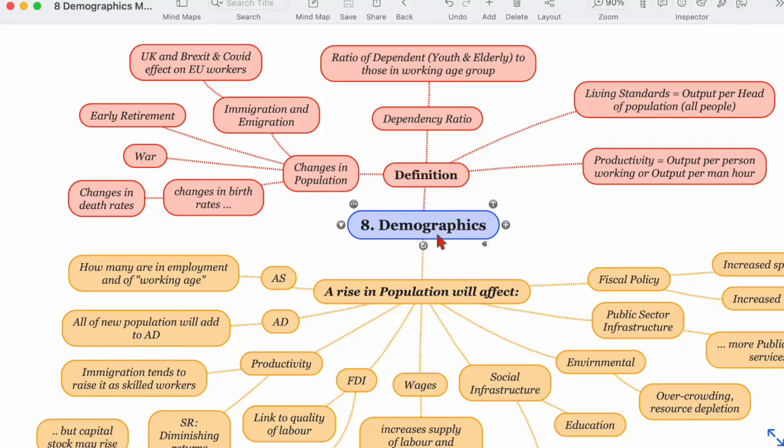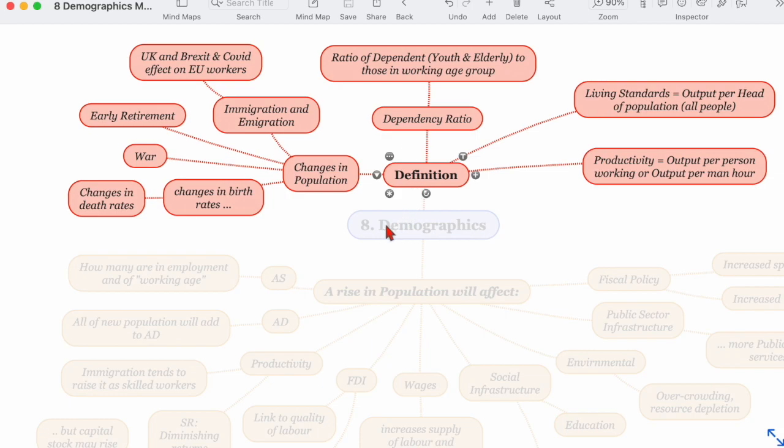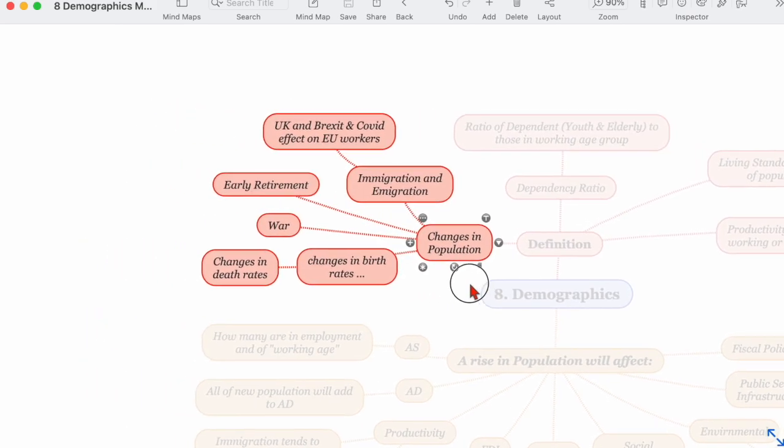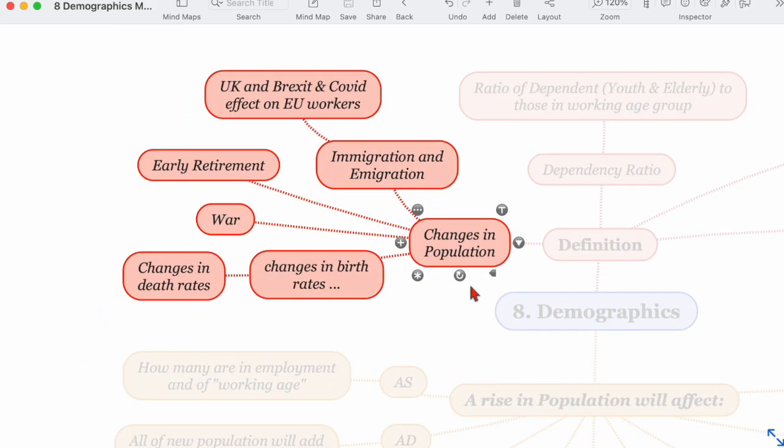Looking at this whole idea of demographics or population, we're going to look at the definition of population and these sorts of things, and also the effects on an economy of a rise in the population, but with particular emphasis on economic development, although there are questions from earlier in the course on rising population and immigration and emigration. So the first thing we need to look at is some definitions, and we're just going to concentrate here on changes in population.